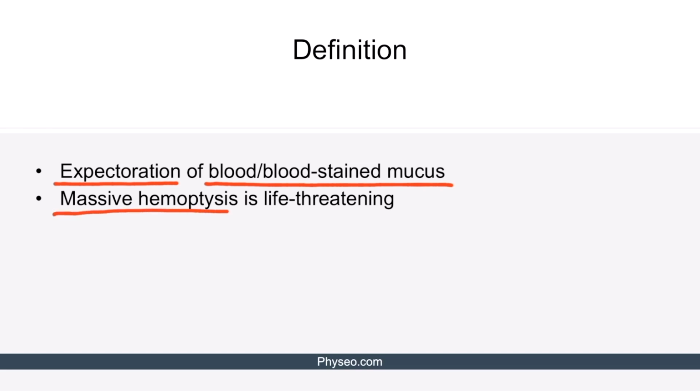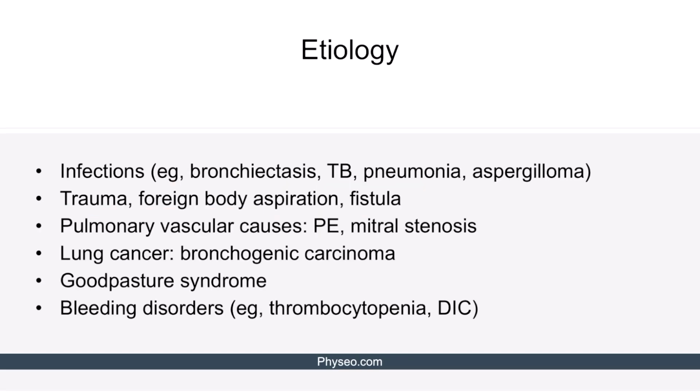Hemoptysis is massive if the blood loss is greater than 300 milliliters and should be addressed immediately because it is life-threatening. Let's discuss etiology. Hemoptysis has many causes, including infections such as bronchiectasis, tuberculosis, pneumonia, and aspergilloma. Hemoptysis can be caused by direct trauma or local inflammation from an inhaled foreign body or fistula formation between a blood vessel and the tracheobronchial tree.